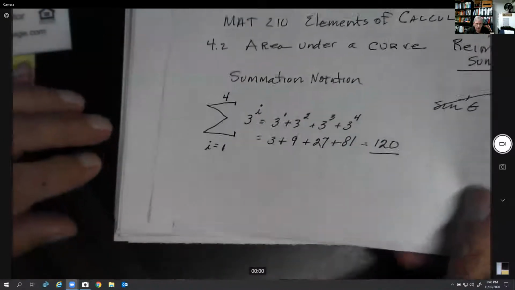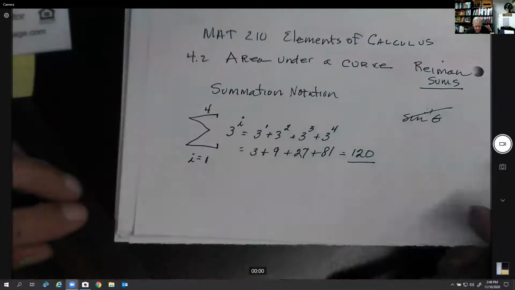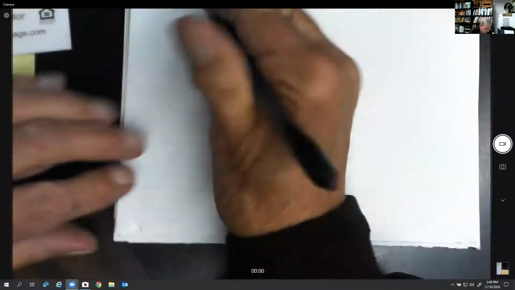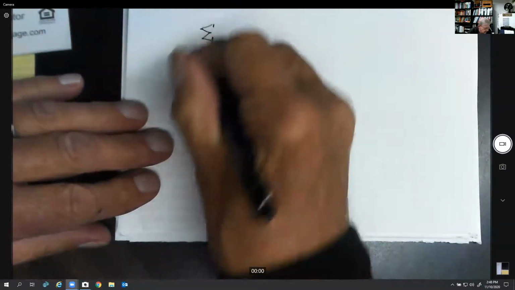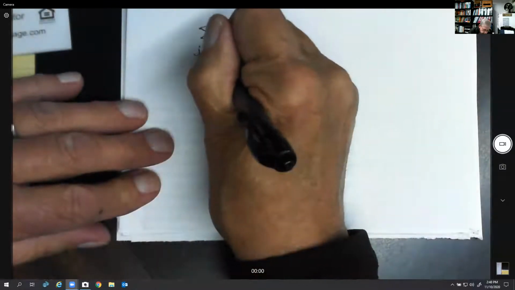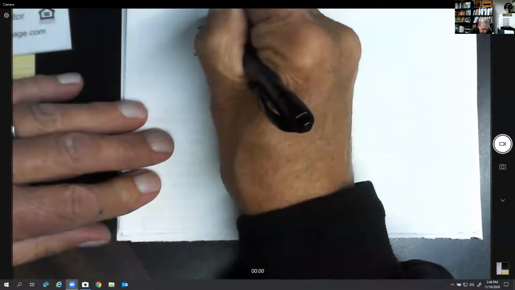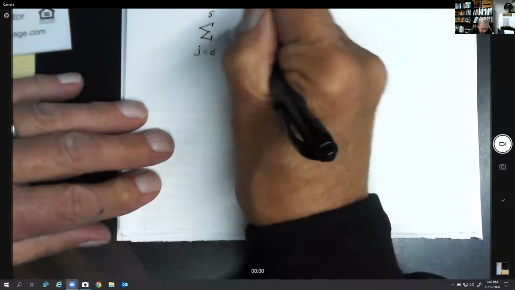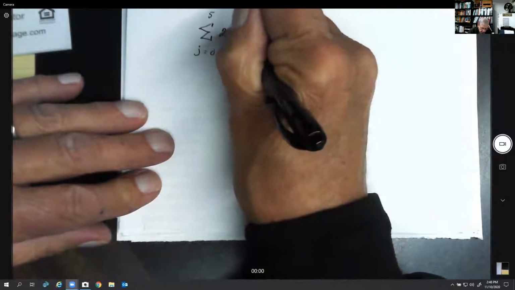Let me give you a little bit more summation notation. And it's really a pretty easy notation. Let's draw a sigma here. And let's use a J so we aren't so confused. And let's let J equal 0. And this is going to be 5. And our formula is going to be 2J.